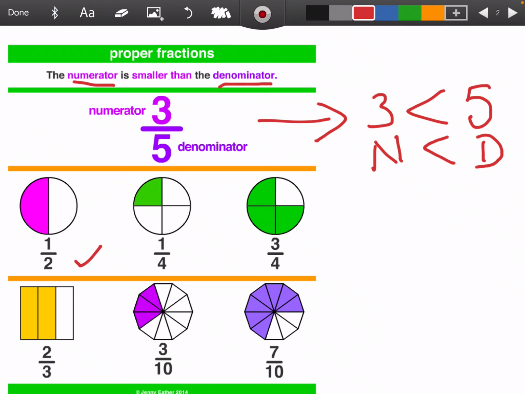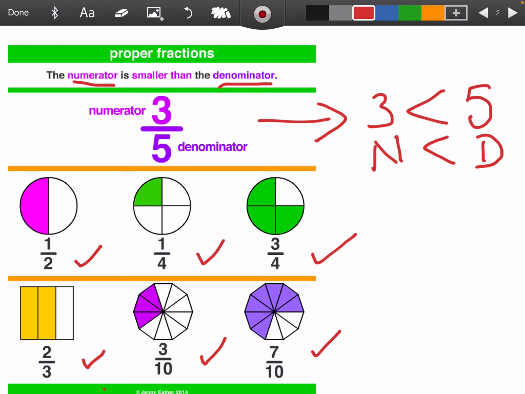Here are a few more examples. 1/2. Here the numerator is less than the denominator, so it is called a proper fraction. 1/4. Again, the numerator is less than the denominator, making it a proper fraction. 3/4 is another example in which the numerator is less than the denominator. You can see a few more examples here. 2/3, 3/10, and 7/10. These are all examples of proper fractions where the numerator is less than the denominator.